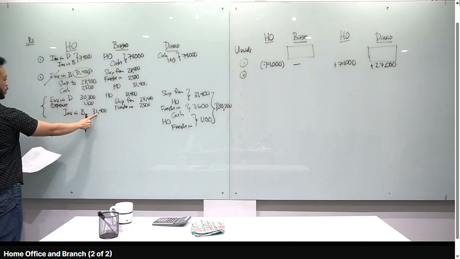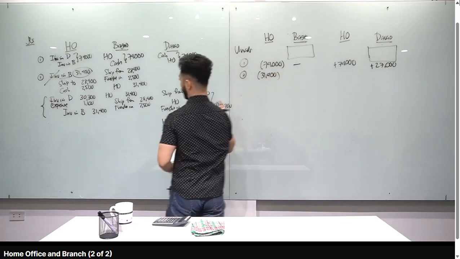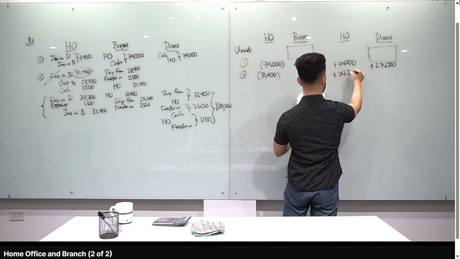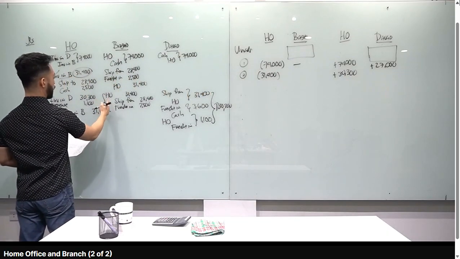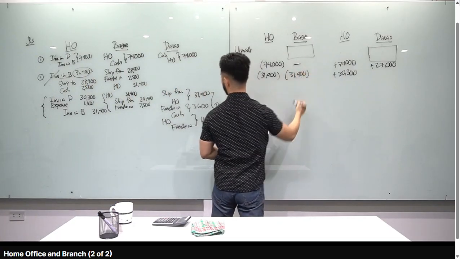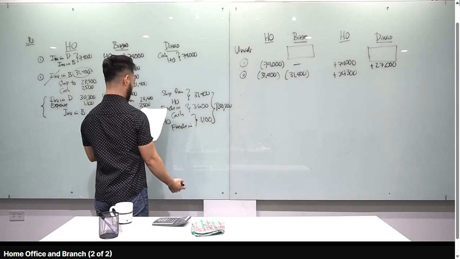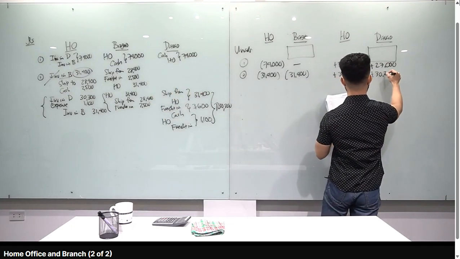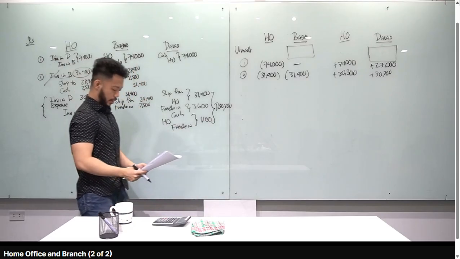So ano mangyayari? Dapat mag-credit si home office ng 31.4. So minus 31.4 here. And then, dapat mag-increase ng 30,300 si home office kay Davao. Plus 30,300. Okay? Dito tayo kay Baguio. So si Baguio naman, class, kailangan mag-debit siya ng HO 31.4. So minus 31.4 dito. And then, si Davao naman, dapat, ito yung net effect, di ba? 30,300. So, dapat merong increase na 30,300 sa home office account. Got it? Ayan. Sige, let's go to number 3.